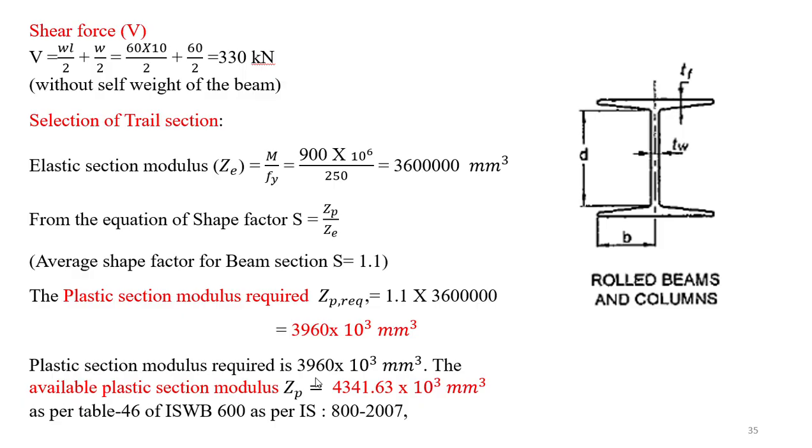I have selected the ISWB 600, which has a ZP value of 4341.63 into 10 to the power of 3 mm cube. The unit weight of the section is 1423 per meter length. That section I have chosen from IS 800, and I have written the properties of this section.